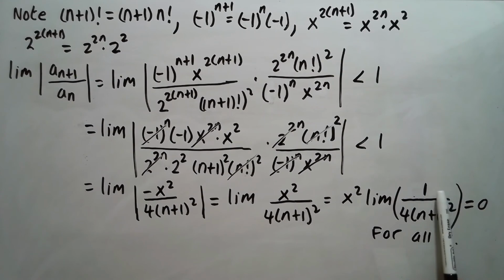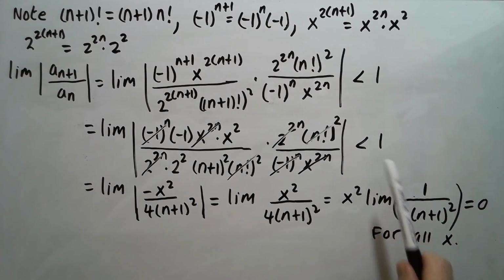Then if I take the limit of 1 over 4 times n plus 1 squared, this is getting larger and larger because n goes to infinity. So it'll be 1 over a large number, which is going to 0. So x squared times 0 is 0. Therefore it equals 0, which is less than 1 for all x. So we can say that the interval of convergence will be all real numbers.